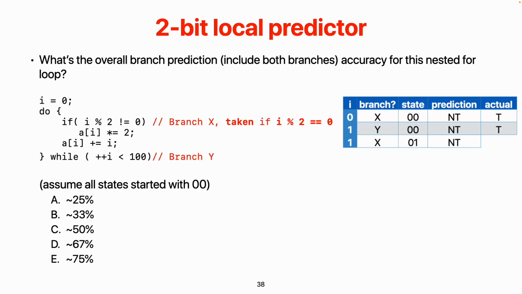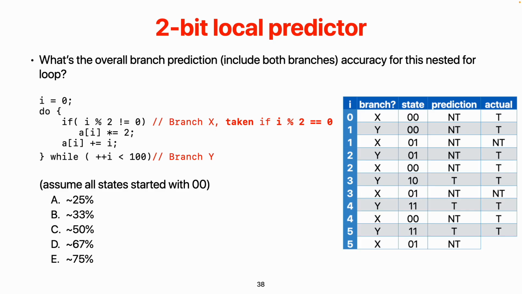Only when it's greater or equal to 2, we will predict it to be taken. So this one is not taken. What's the actual outcome? Not taken. So when it's not taken, what's the new state? 0, 0. So it will go back to 0, 0, right? Now, when I increment I mid branch Y, what's the state here? 0, 1. Predict taken or not taken? Not taken. The actual outcome?